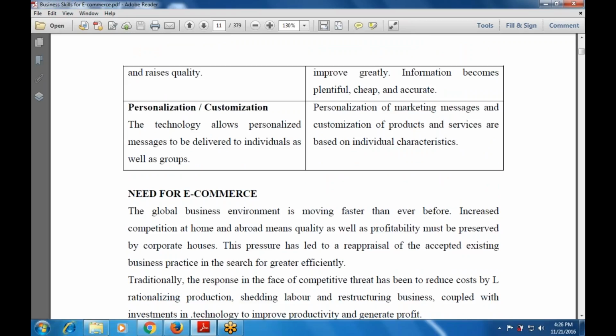Now, next is the need for e-commerce. Why do we need e-commerce? Because everything is going faster and faster; the global business world is moving faster than ever before. So there is increased competition at home and also abroad, which means quality as well as profitability must be preserved by the corporate houses. That will be enhanced by using e-commerce, by using commerce electronically.